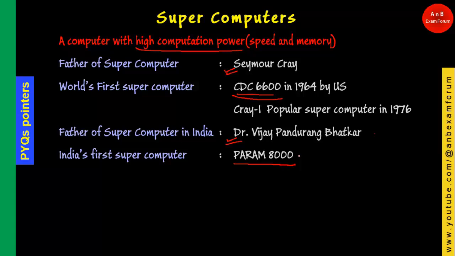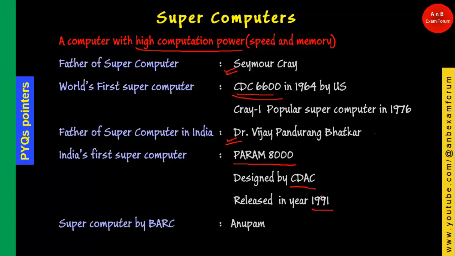The father of supercomputers in India is Dr. Vijay Padurang Bhatkar. Sometimes they ask who developed Param 8000, and the organization is CDAC, the Centre for Development of Advanced Computing. It was developed by CDAC, and sometimes they ask the year, which is 1991. So in 1991 India's first supercomputer Param 8000 was developed, and the father of supercomputers in India is Dr. Vijay Padurang Bhatkar.